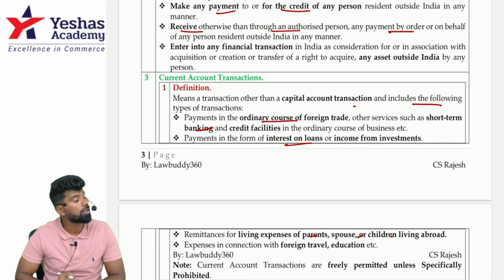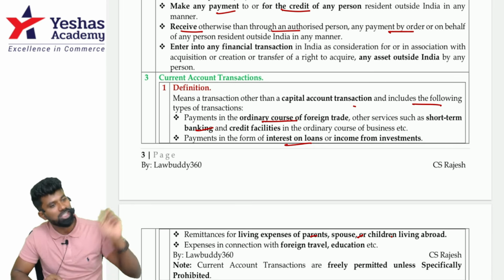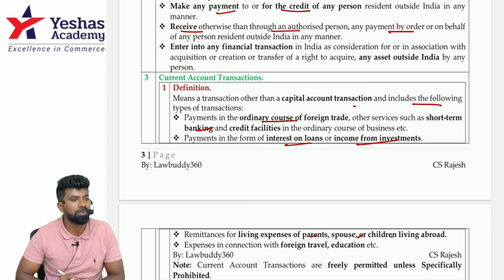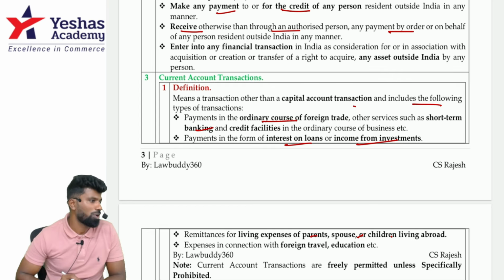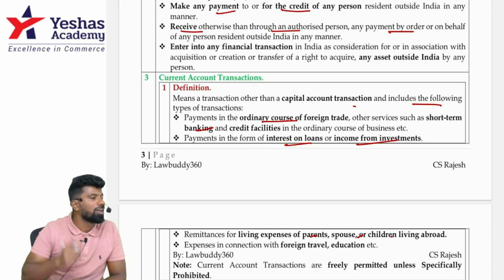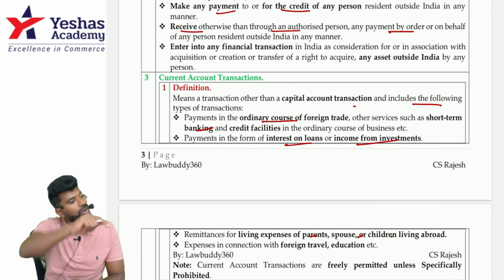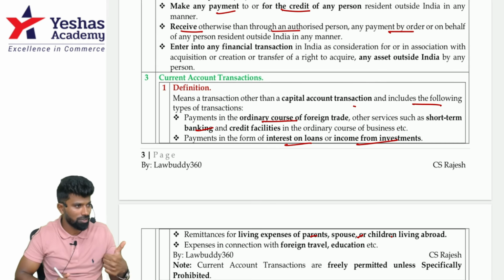Loan is a capital account transaction, but payment of interest on loan is what transaction? Current account transaction. Or income from what? Investment. Dividend received is what transaction? Current account transaction. Interest received on loan. Loan is what transaction? Capital account transaction. Are we clear with this?